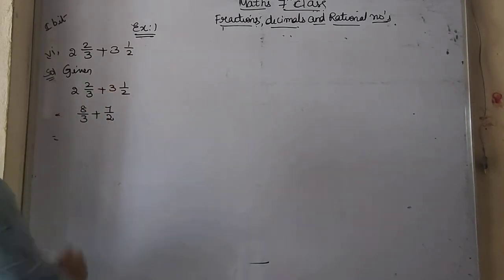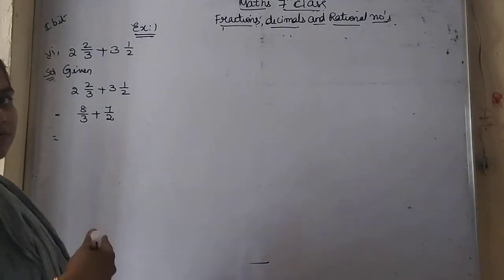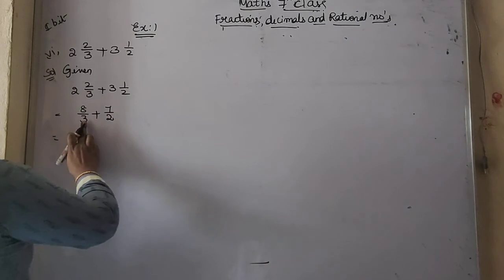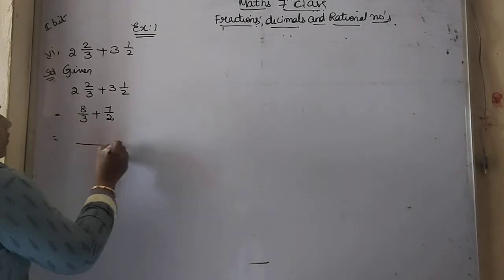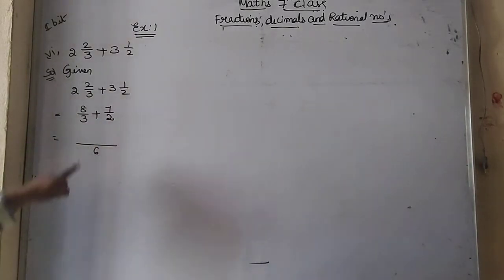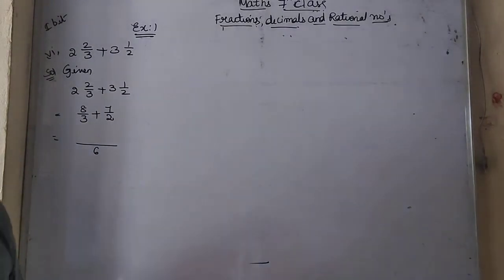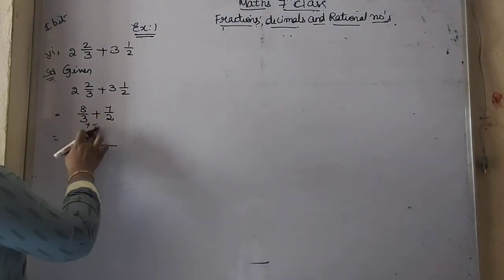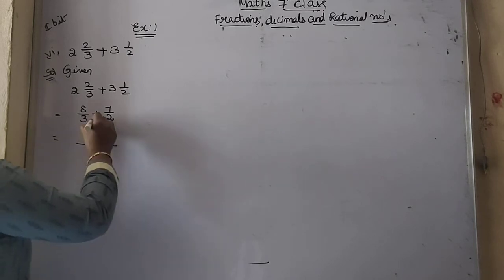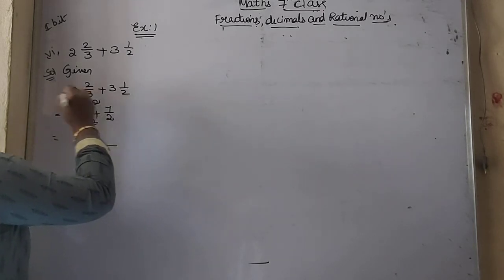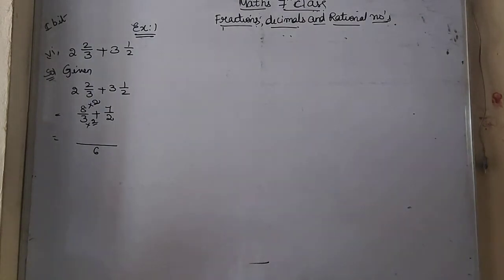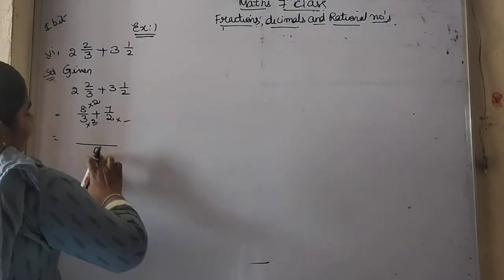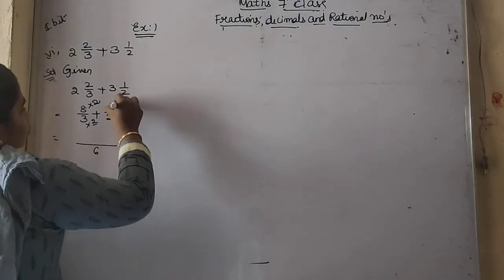Now if you see this, both the denominator values are different. So first we have to take the LCM for solving this. What is the LCM of 3 and 2? The LCM will be 6. So for 3, how much will you multiply to get 6? That is 2 times, into 2. Again, for 2, how much will you multiply to get 6? That is 3 times, into 3.